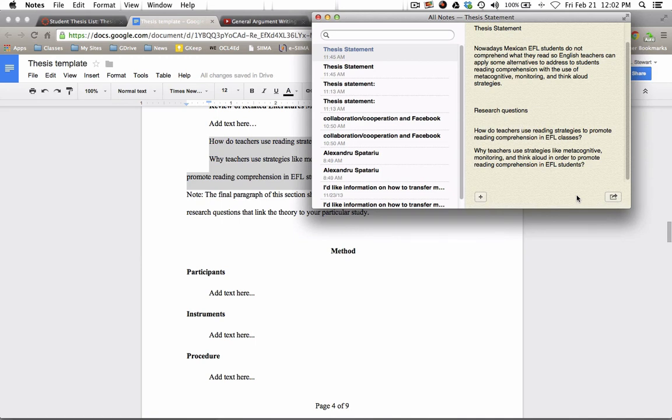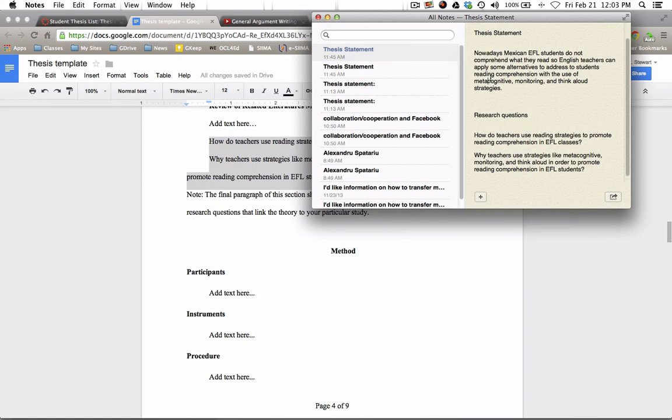Yeah. Can I start the first paragraph using reading strategies in general? I mean, for example, your literature review? Yeah. I would suggest organizing your literature review to get from general to specific. Well, how much information are you going to use? I would focus on these three: metacognitive, monitoring, and think aloud, and present reading strategies within each.